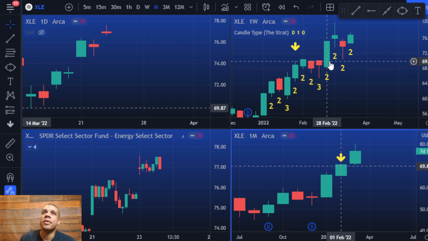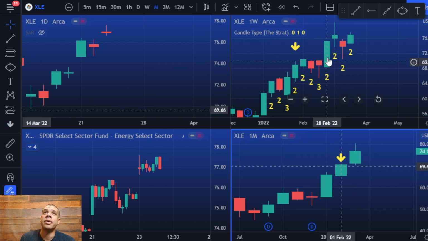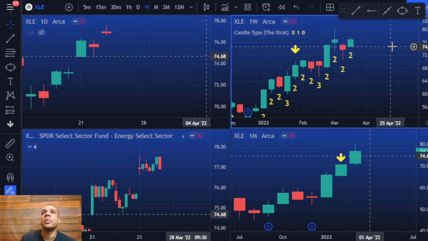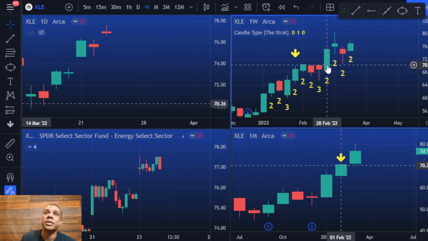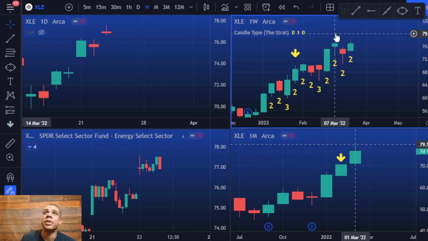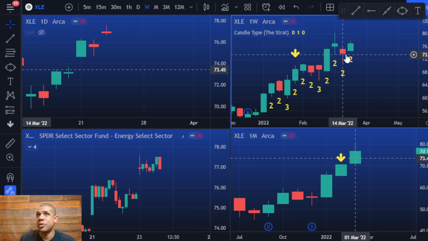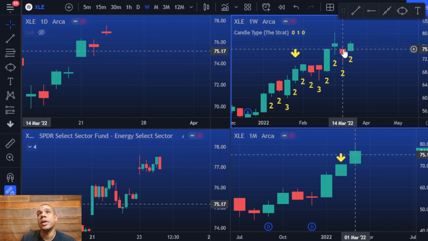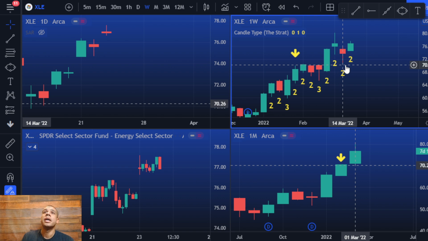Here's your 3-2 reversal back up, back into the green, okay? Which reconfirms what we're seeing on the month. If you weren't in, that's a place to get in. 3-2 reversal up, 2-2 continuation. Then March 14th, 2-2 reversal back down on the week. They took profits, some selling going on.